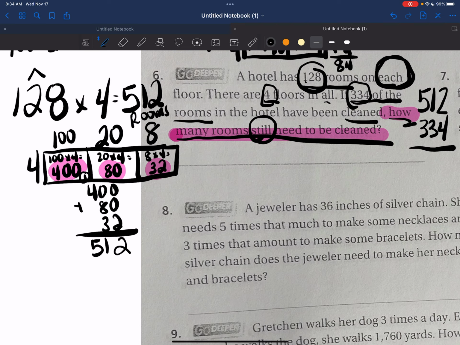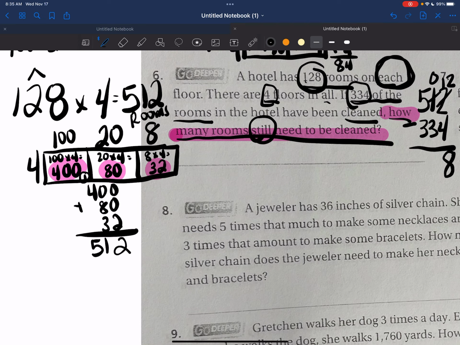We always start in our ones place. 2 minus 4, you cannot do that. So I need to go to my tens. The 1 becomes a 0. The 2 becomes a 12. 12 minus 4 is 8.